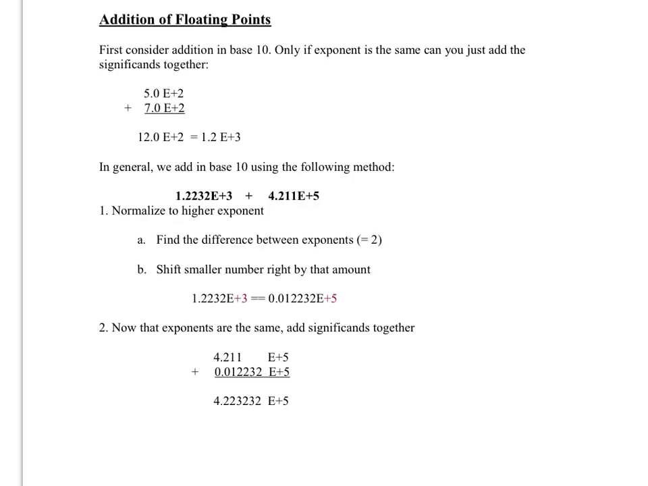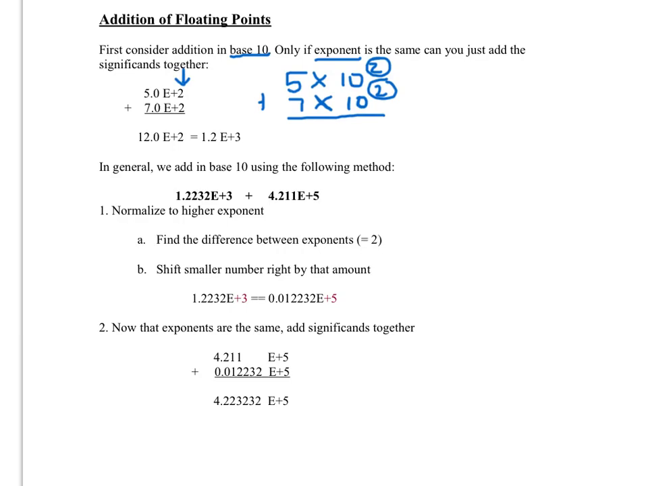Let's look at how we add floating point numbers in our normal base 10. Here we've got an example, and we're looking to add 5e+2. Now 5e+2 is a way of writing 5 by 10 to the power of 2, and we're adding it to 7 by 10 to the power of 2. The first thing to note is that you can only add these numbers if the exponents are the same. The exponents are the powers, and these two are the same, so you can add them directly.